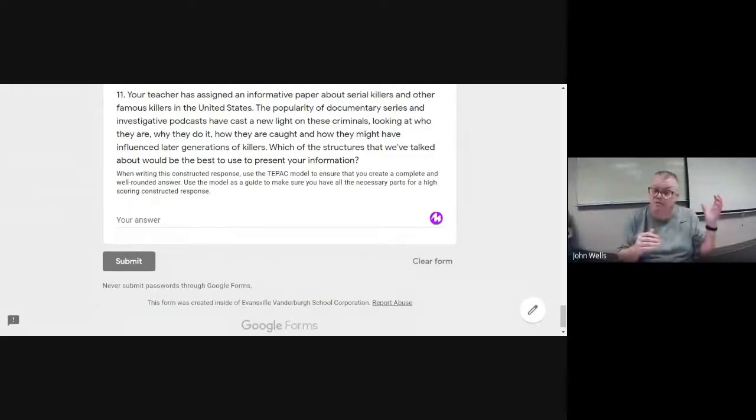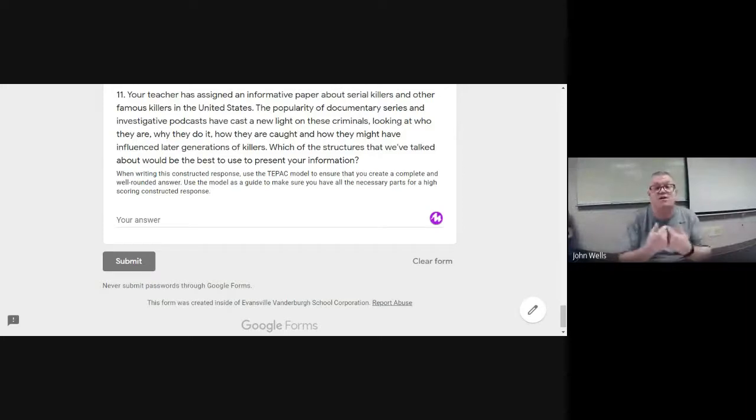Okay? Don't pick the structure first, because then you have to figure out how you would write it to be in that structure. So pick this is what I would write about, which structure would be the best. So there is no one clear right or wrong answer on this, but you are going to have to explain it.